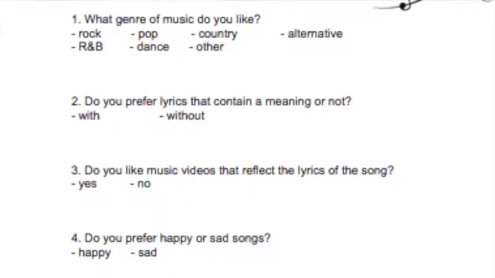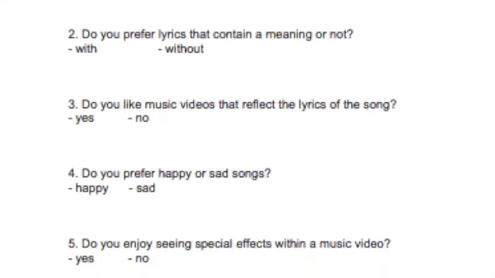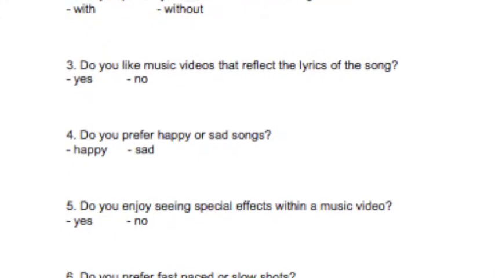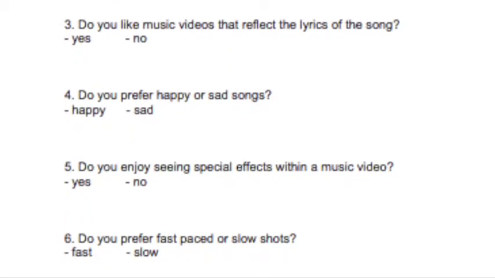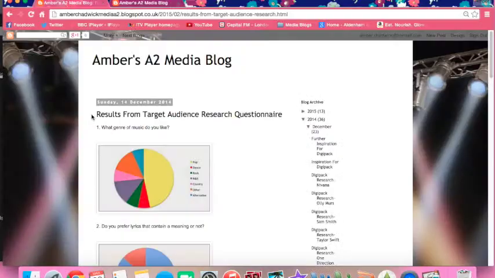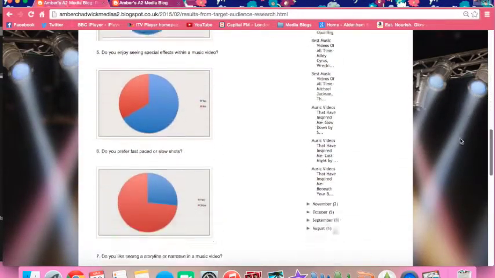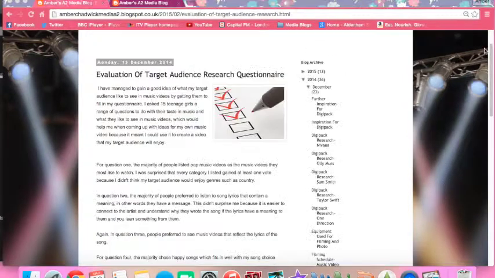I did a questionnaire early on in my research, and this helped me to get an idea of what my target audience liked to see in a music video before I started filming. I asked people various questions such as what is your favourite genre of music? When I got my results, I put them in a pie chart so it was easier to clearly see the people's preferences.